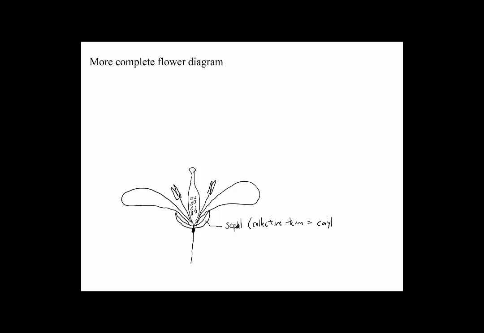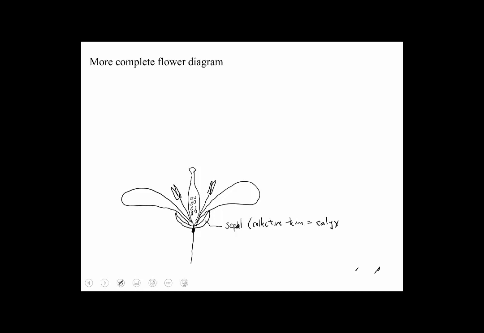C-A-Y-L. That's not right. I knew it was wrong the minute I did it. Let's see if this erases. Does anything erase? Oh, I know there's an eraser here. Eraser. Boom. Let's try that again. Let's try spelling again. Calyx. That's the collective term.